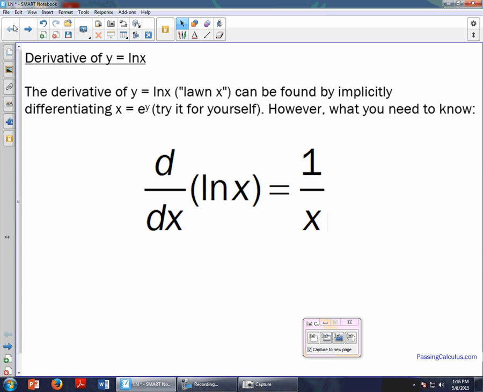I have on the screen here. In the last video I just made, I did some basic easy derivatives of ln of x where you had to use the chain rule. In this one, I'm going to discuss logarithmic differentiation.